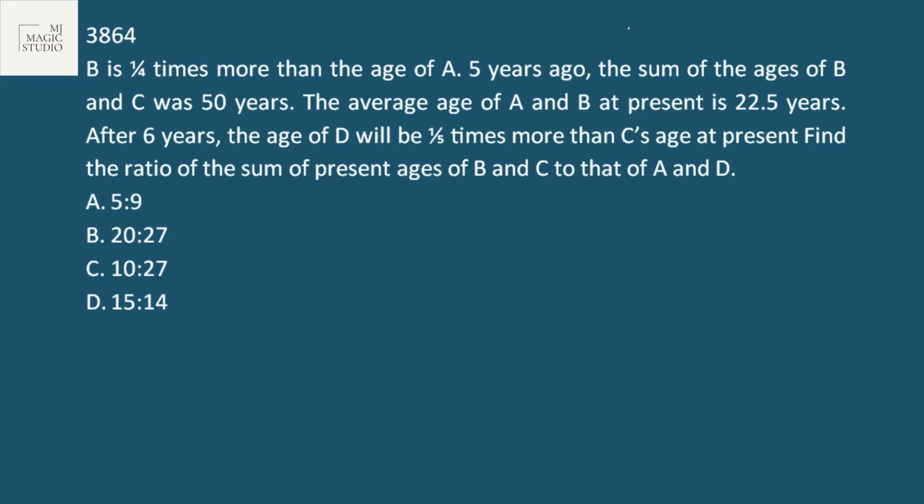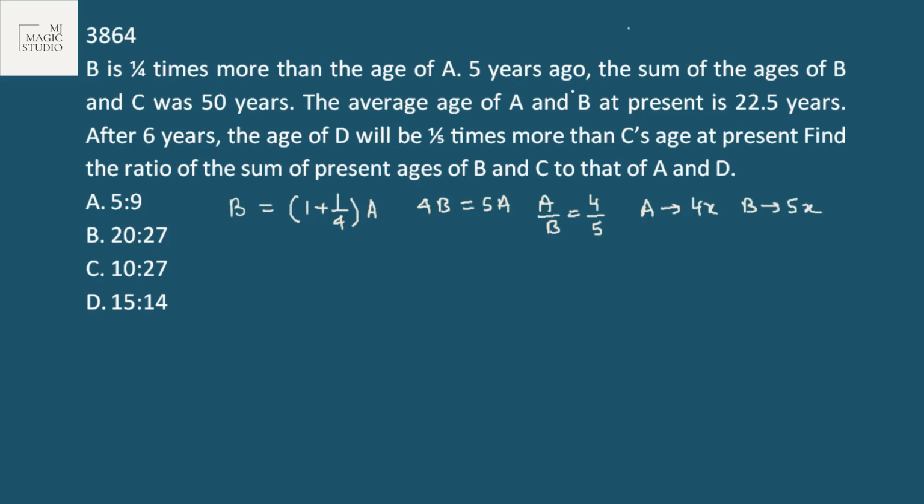Okay, let's see one example taken from equations and ages, ratios. Age of B is 1 by 4 times more than age of A. That means B equals 1 plus 1 by 4 of A. 1 by 4 times more, that means 1 plus 1 by 4, or 4B equals 5A. A by B will be 4 by 5. So let me take age of A as 4x and age of B as 5x.